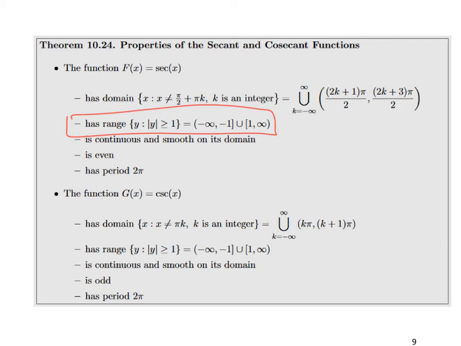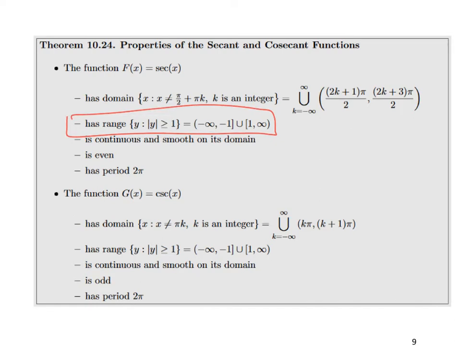On its domain, it's smooth and continuous. This is going to be important in calculus. It is an even function because its reciprocal, which is cosine, is even. And it also has period 2 pi. Because they are reciprocals of sine and cosine, both secant and cosecant have periods of 2 pi.